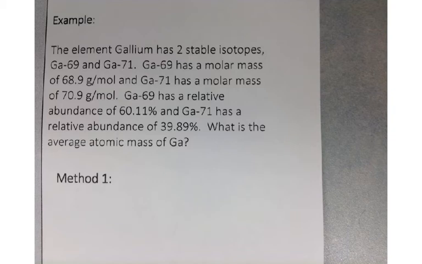Everybody read it, and what it tells you basically is that we have two isotopes. We have gallium-69, which has a molar mass of 68.9 with a percentage found 60.11% of the time. So if I ever reached into a bag of all the gallium atoms in the world, 60% of the time I would grab one that was gallium-69. The other isotope is gallium-71, with an exact mass of 70.9, and it is found 39.89% of the time. And it wants to know what is the average atomic mass of this gallium.